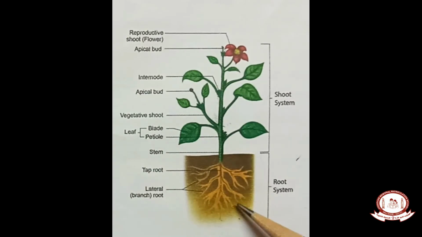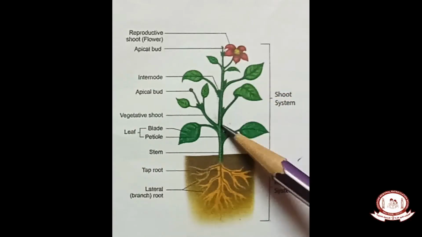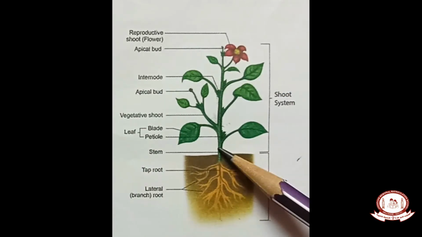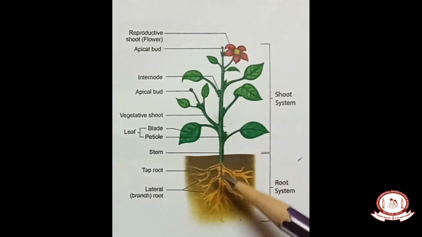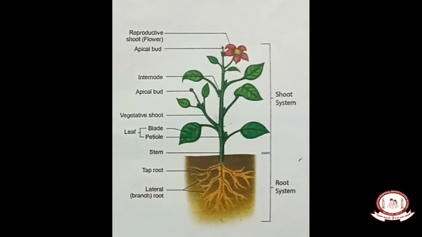Children, the function of the root is absorbing water and minerals from the soil, and the stem grows straight above the ground and it conducts food material or the water to all the parts of the plant. Children, do you understand?